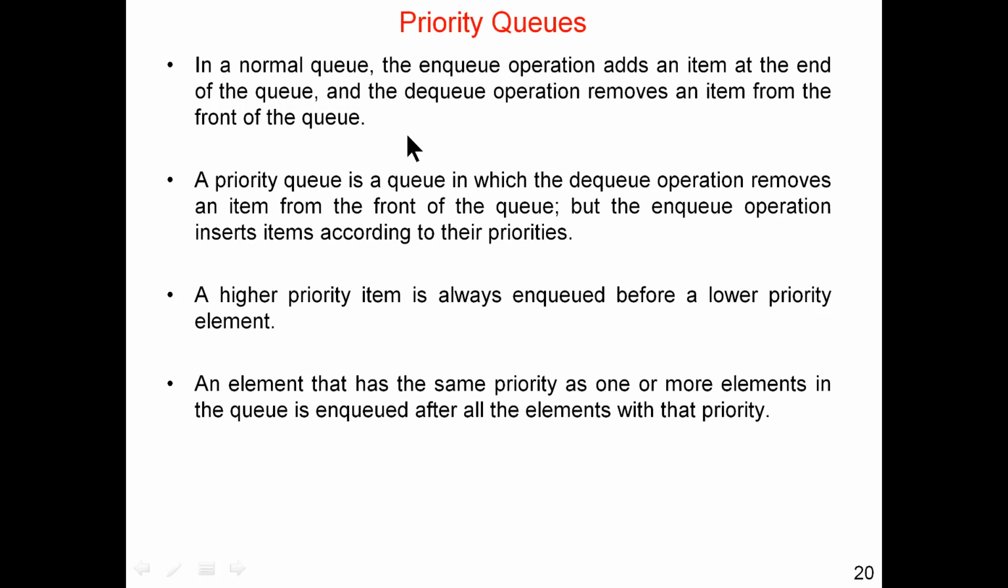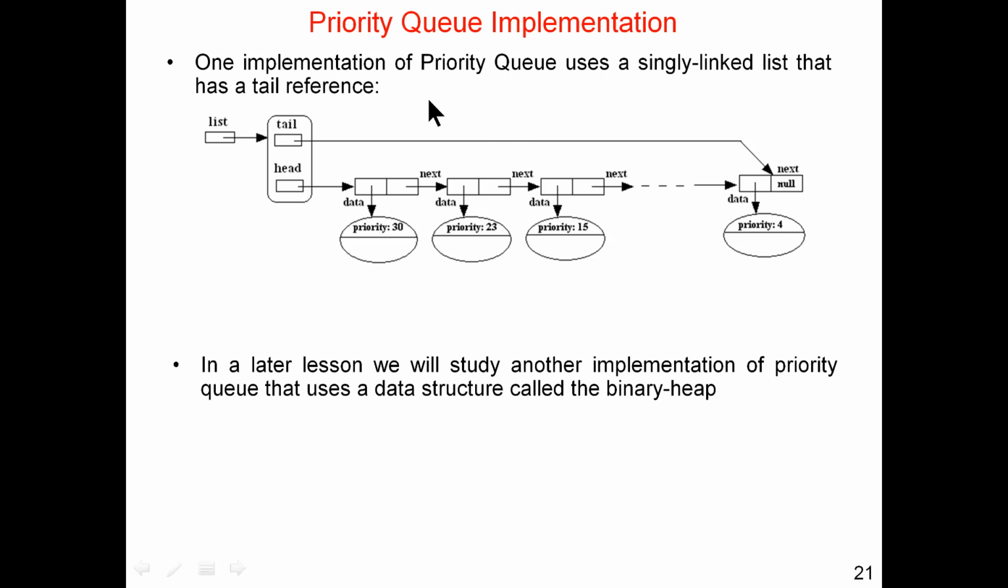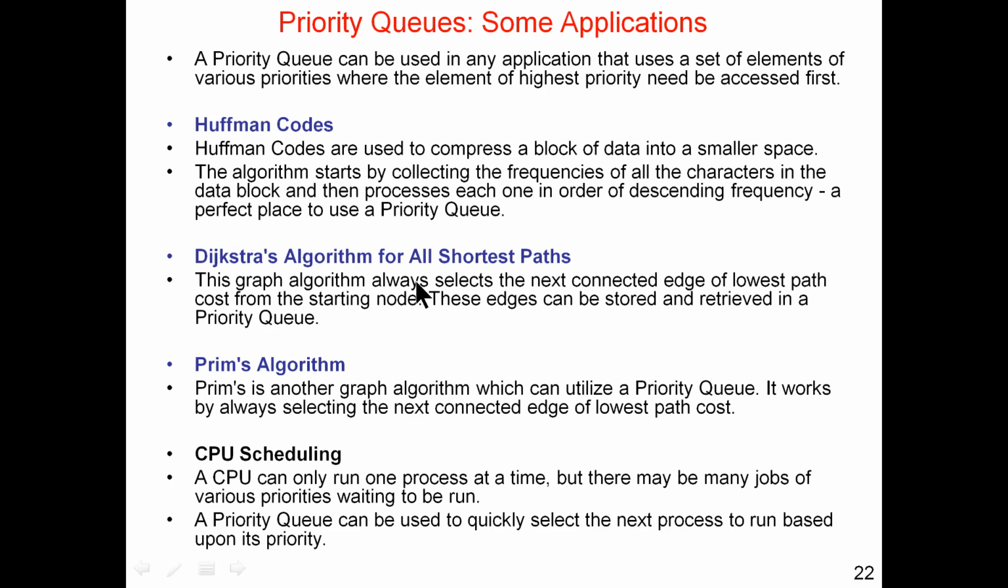A priority queue is like a queue where every member has a certain priority, and the higher the priority, the earlier the member has the privilege to leave the queue. So a priority queue is a queue in which the dequeue operation removes an item from the front of the queue, but the enqueue operation inserts items according to their priorities. So you understand that enqueue operates based on priority. A higher priority item is always enqueued before lower priority items. That means if someone enters like a VIP, he or she comes and stands in the front. So that's actually a priority queue. The implementation is like this, and we will discuss it in the code.